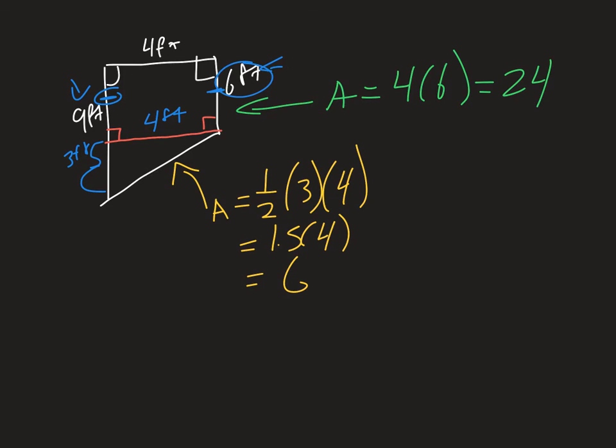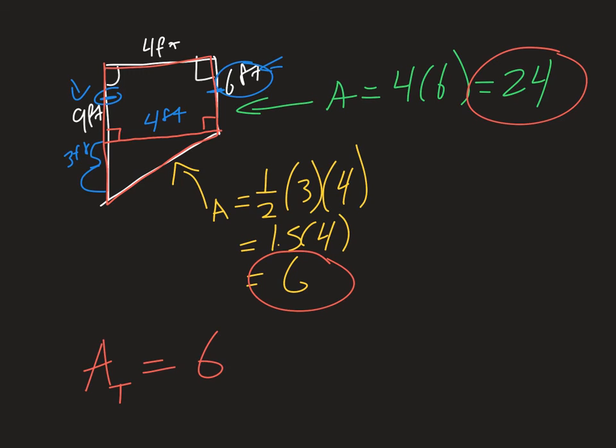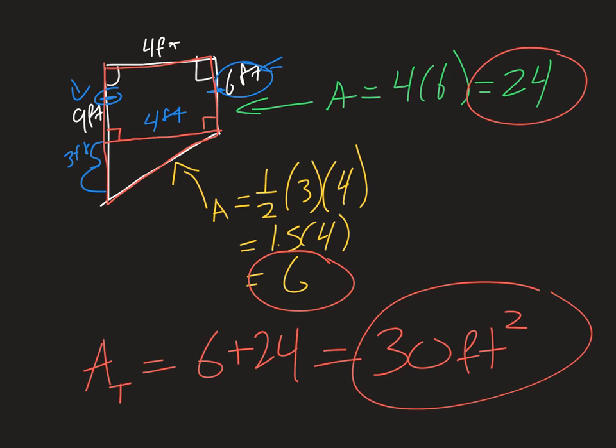And then, if I want to find the area of the trapezoid, I have to add both of these together. So the area of the trapezoid, I'll do a little a sub t there, is going to equal 30 square feet. Now, whichever method you like, both will work. If you want to break it up into a parallelogram and then a triangle, that's great. If you'd rather just use the formula, that's great too. Whatever one you prefer, either one is totally fine.